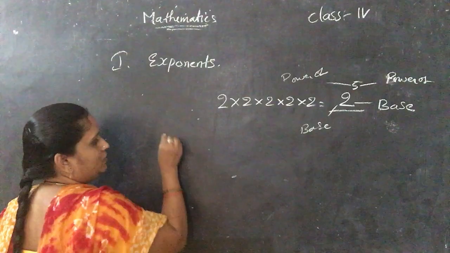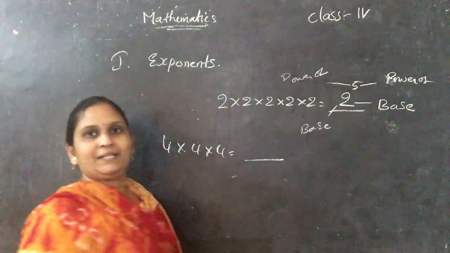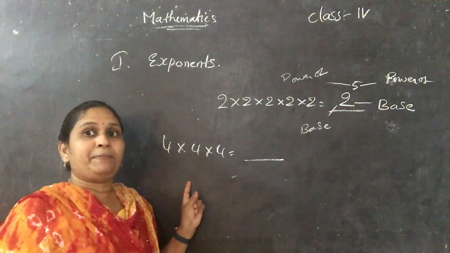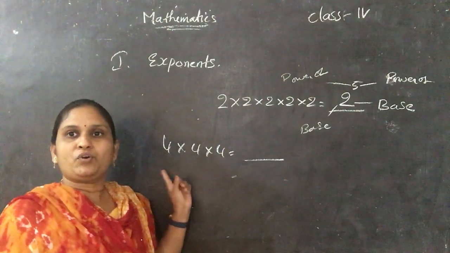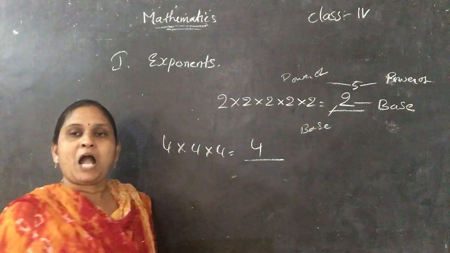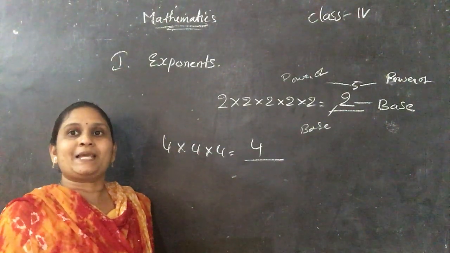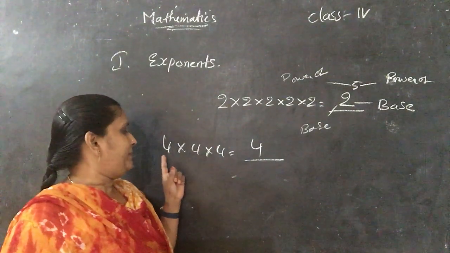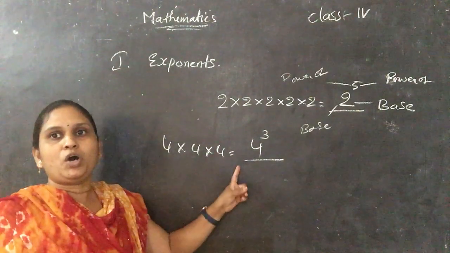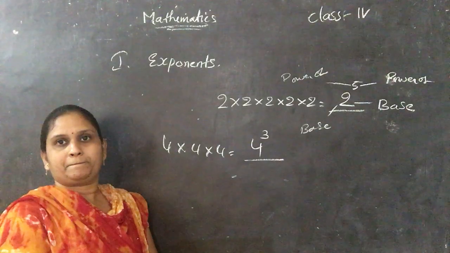For example, 4 into 4 into 4. This we have to write in the exponent form. The number which is repeated, we have to write as the base. Here the number 4 is repeated, so I am writing 4 as the base. How many times it is repeated, that you have to write as the exponent or power. How many times is it repeated? 1, 2, 3. So 3 times. How do we read this now? 4 to the power of 3.